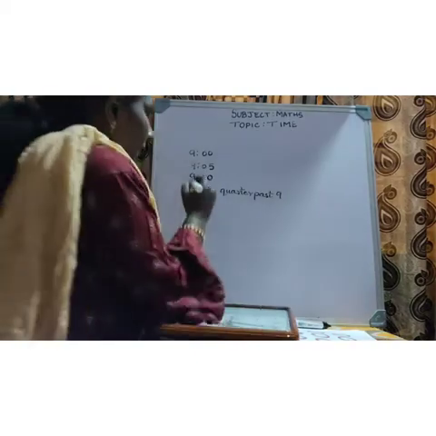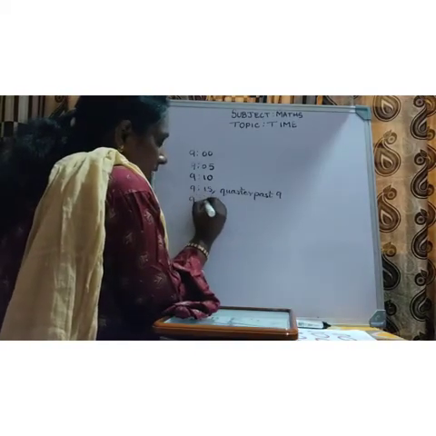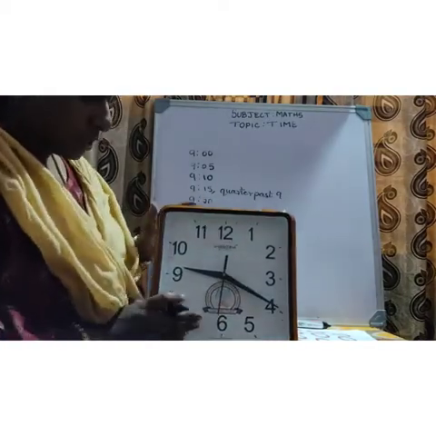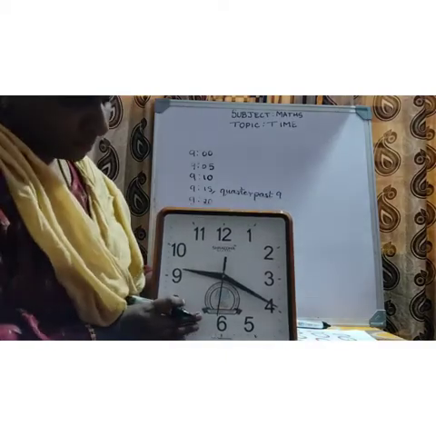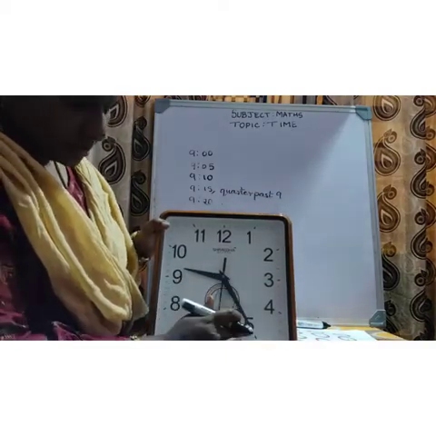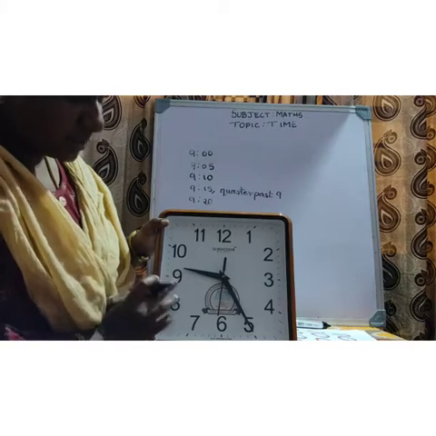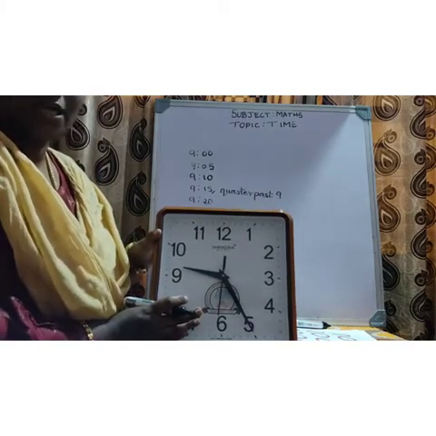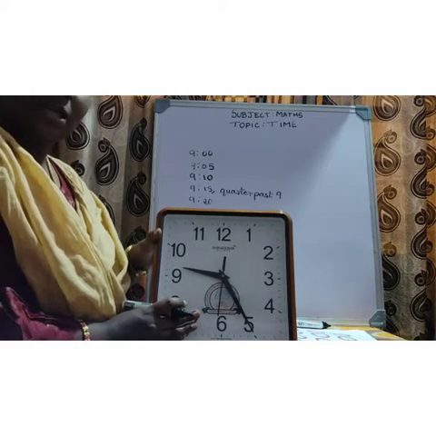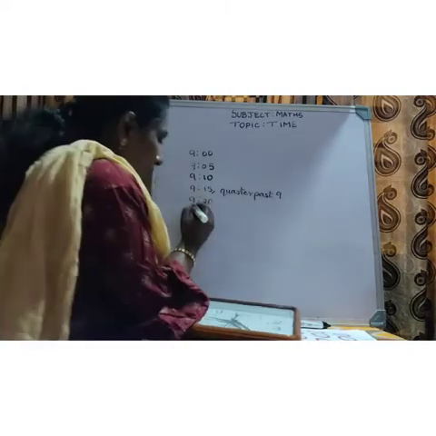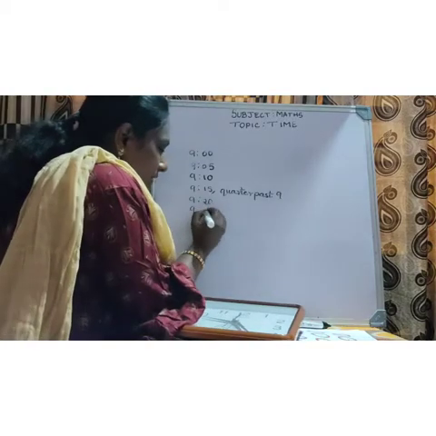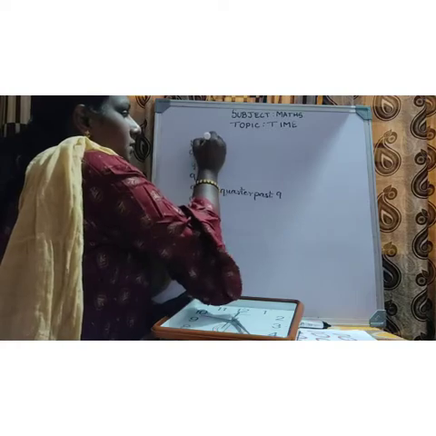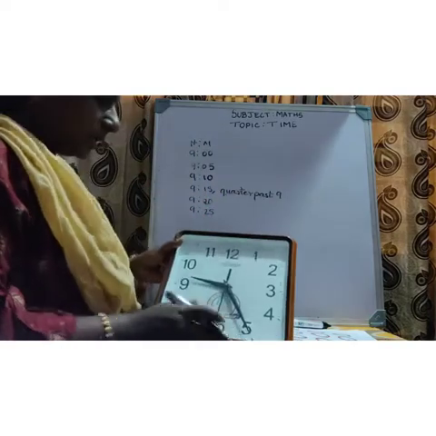It is 9 hours and 20 minutes. And next one, the minute hand is at 5 and the hour hand is at 9. So what is the time? It is 25. It is 9 hours and 25 minutes. That is 9:25. That is how we will write 9:25. So this is hours and this is minutes.